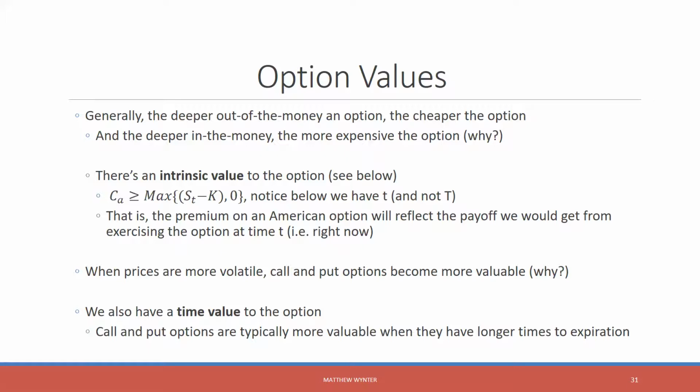Okay, there's also an intrinsic value to the option. And the way to think about the intrinsic value to the option is this. The price of the option is going to reflect the payoff we would get from exercising the option at time t, right now. So typically you'll see this for American options where, because you can use the option right away, as soon as the option's in the money, you're going to use it. Well, that informs me that the premium I would pay for that option is going to be at least equal to the expected payoff that I would get for that option.